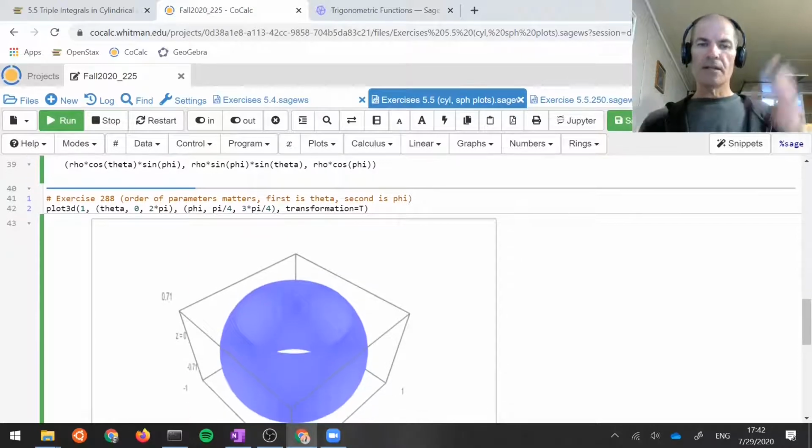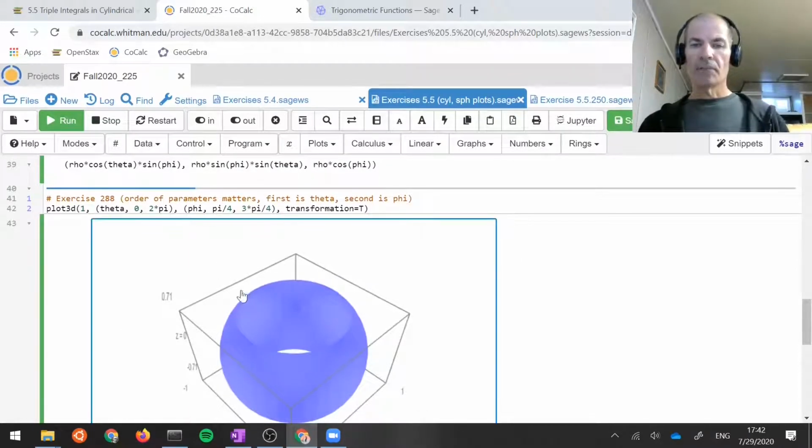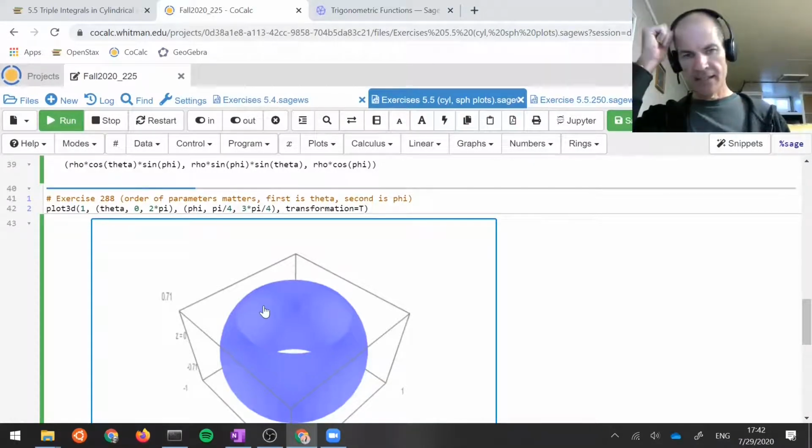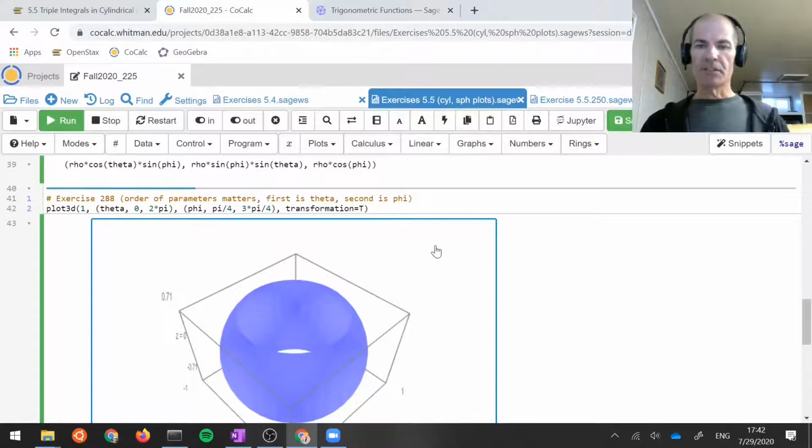Now this is just the outer shell for rho equals 1. It would actually be filled in. Boy, how can I sketch that? Let me pause this and go figure it out.